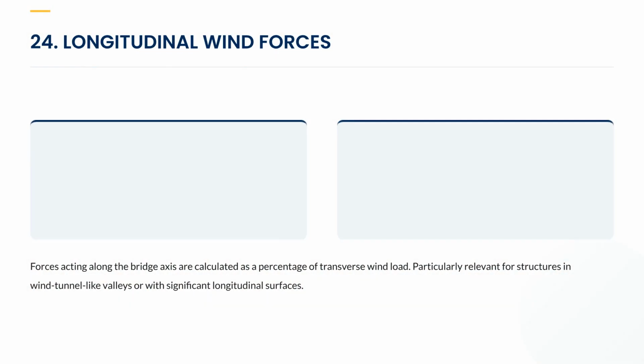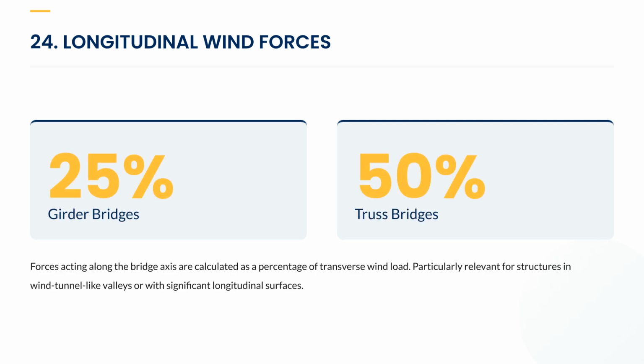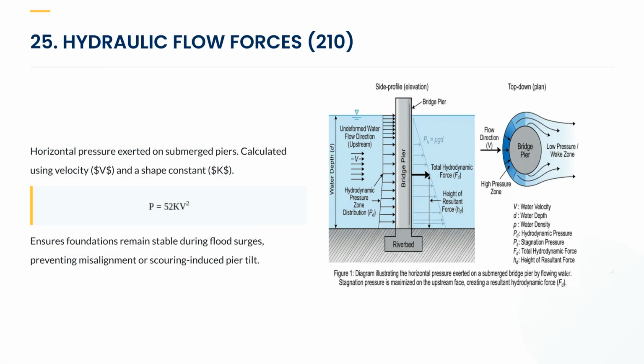Longitudinal wind forces, acting along the bridge axis, are calculated as a percentage of transverse wind load. This is 25% for girder bridges and 50% for truss bridges. Hydraulic flow forces represent horizontal pressure exerted on submerged piers. This calculation ensures foundations remain stable during flood surges and prevents scouring-induced pier tilt.